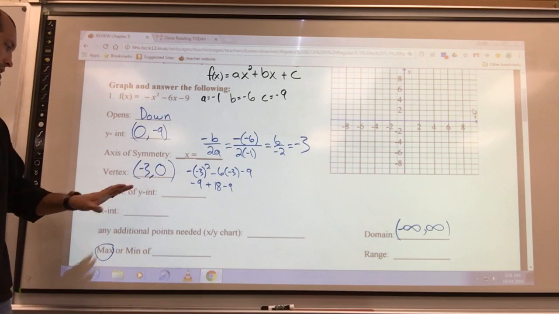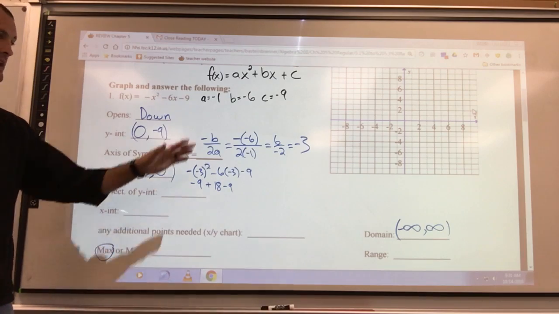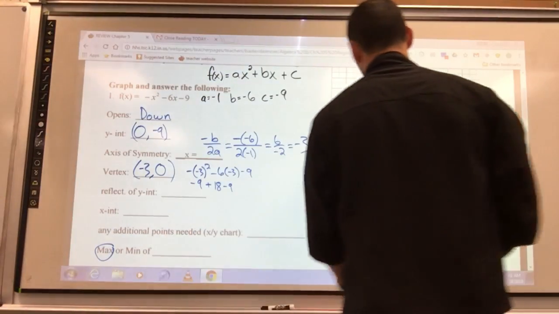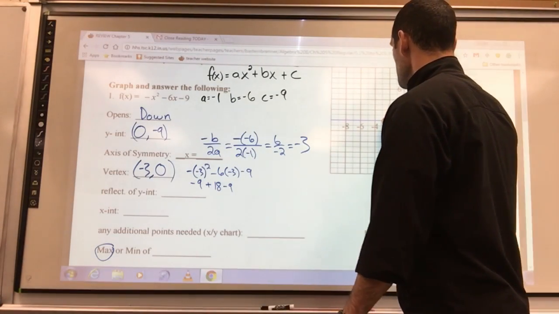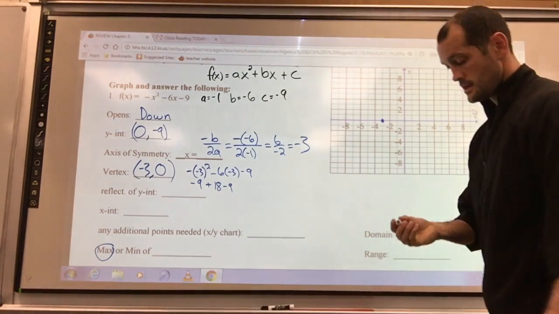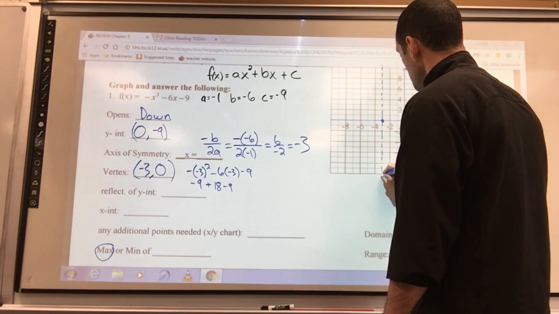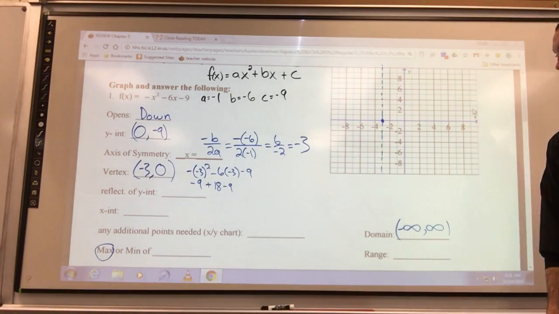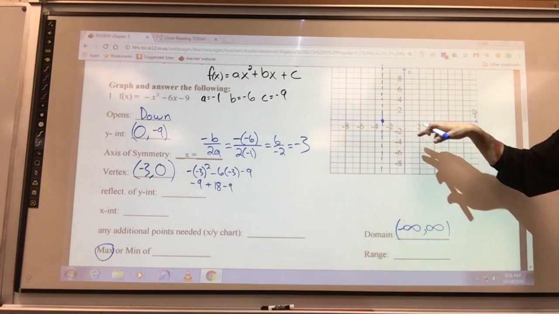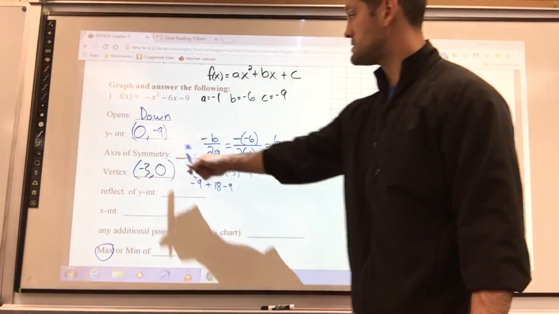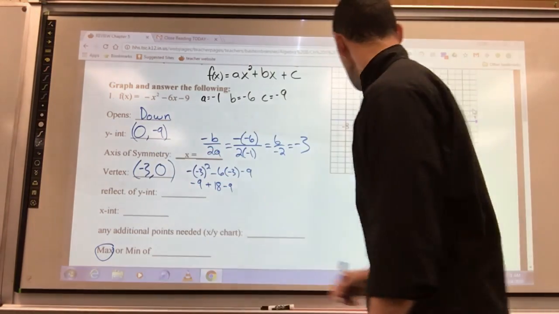So now I know my vertex is -3, 0, and my AOS is x equals -3. So let's plot this point, okay? I go to -3, 0, and I put a dotted line representing my AOS. Now, I'm going to be using this to reflect points around, okay? Now, I also have a point of 0, -9. Might as well use it.